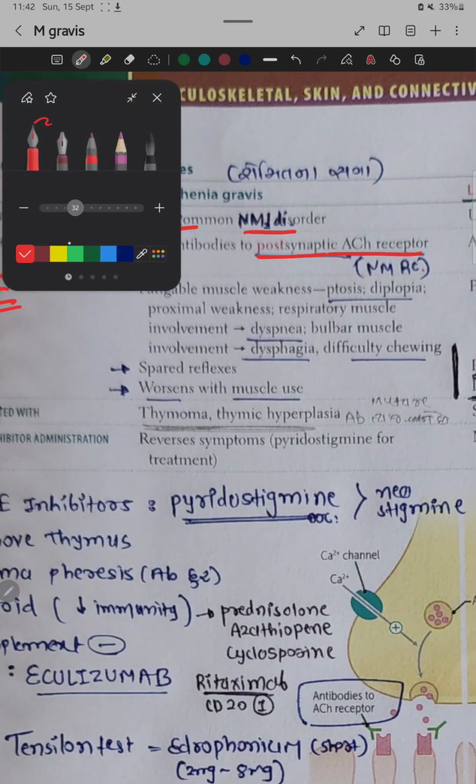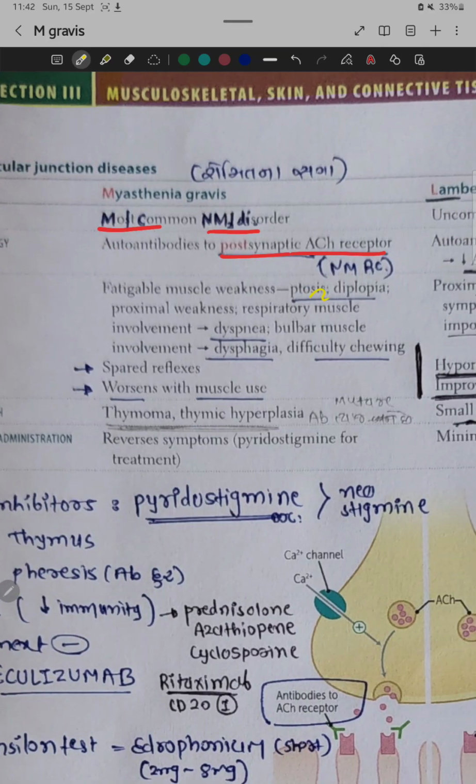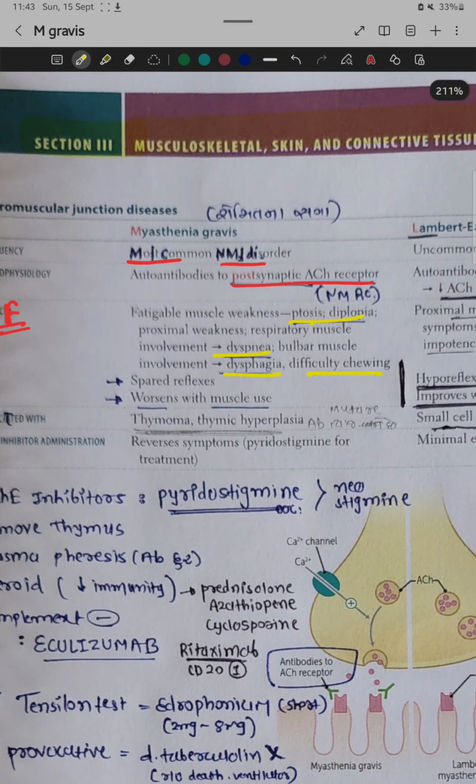The clinical features are: if the muscle is a respiratory muscle, there will be dyspnea, which is the diaphragm. If this muscle is a bulbar muscle, there is dysphagia, difficulty in eating. If this is the muscle of the eye, there will be ptosis and diplopia, and difficulty in chewing if this is a pharyngeal or laryngeal muscle. So ptosis, diplopia, dyspnea, dysphagia, difficulty in chewing, these are the clinical features of myasthenia gravis.